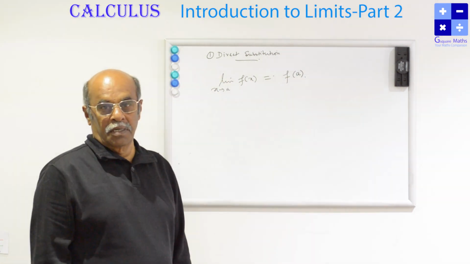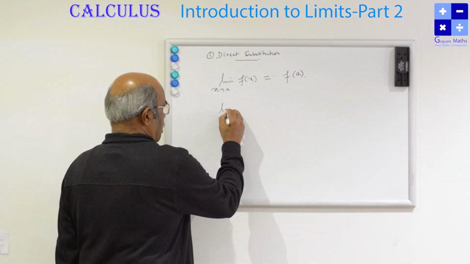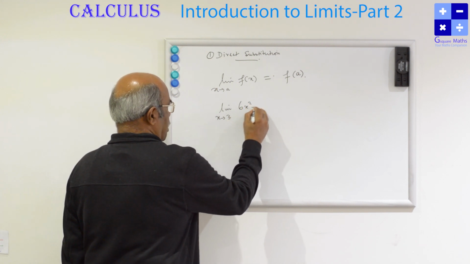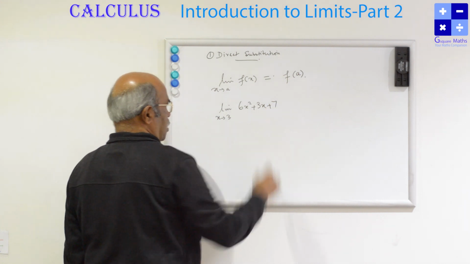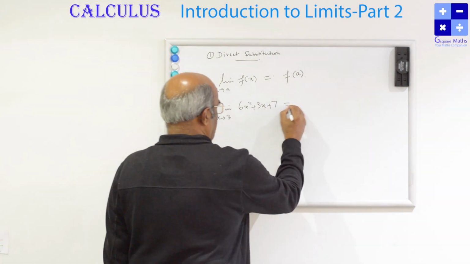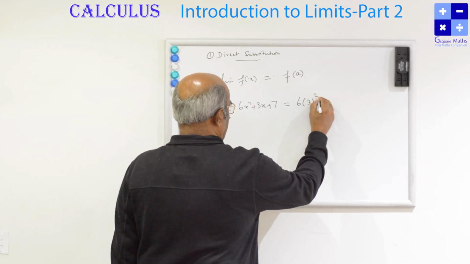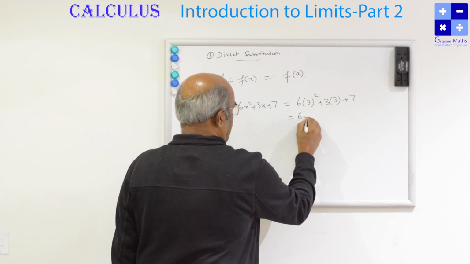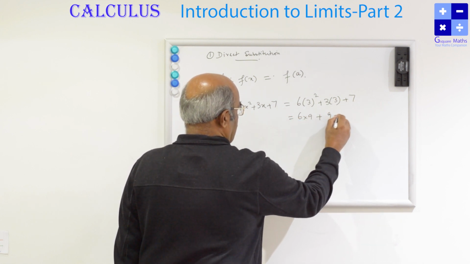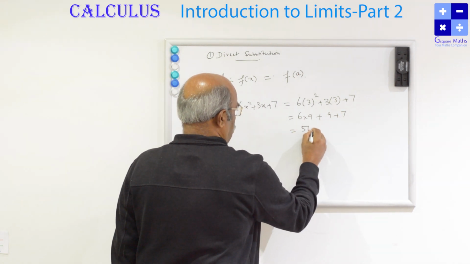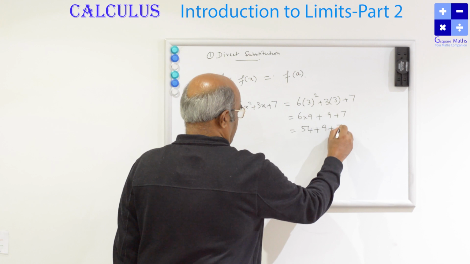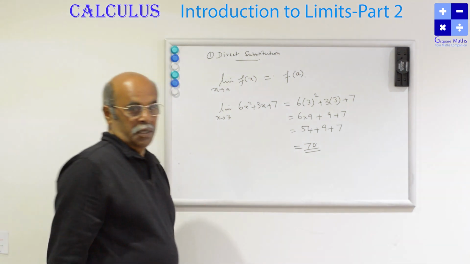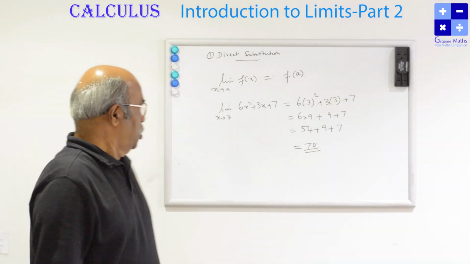Very simple. For example, limit x tends to 3 of 6x square plus 3x plus 7. That is equal to 6 into 3 square plus 3 into 3 plus 7. That is 6 into 9 plus 9 plus 7. Therefore 54 plus 9 plus 7. So it is 70. 70 is the answer.